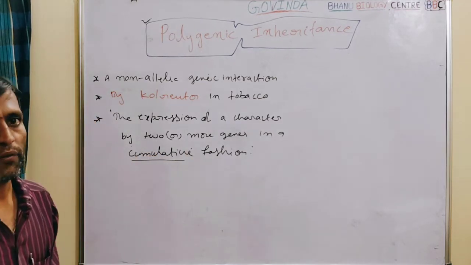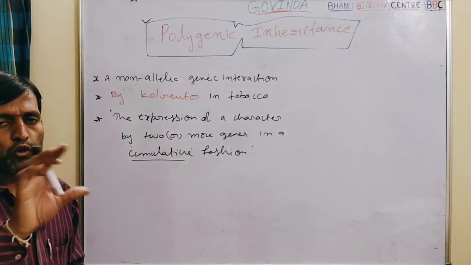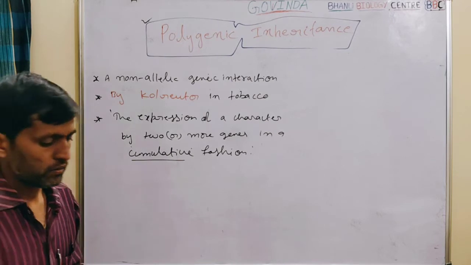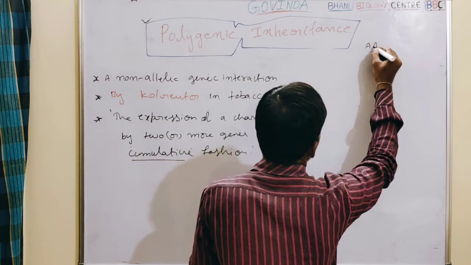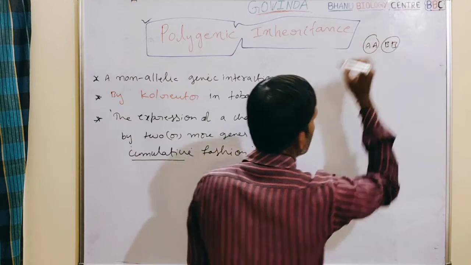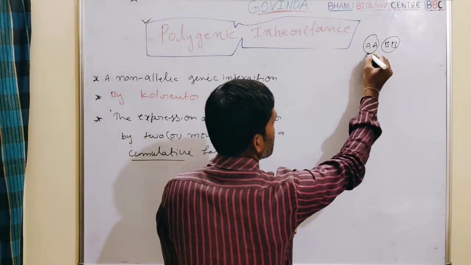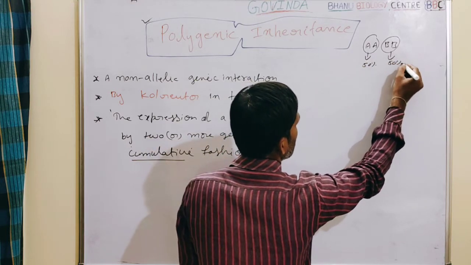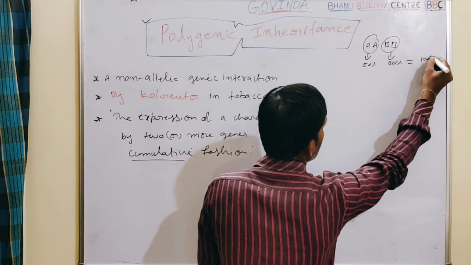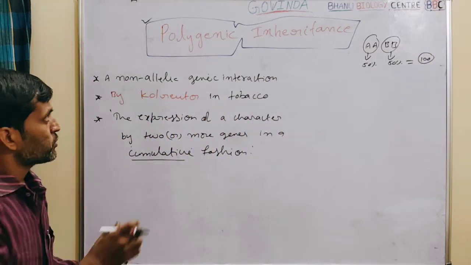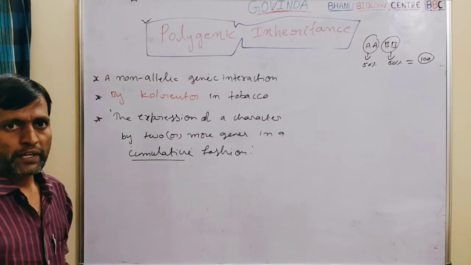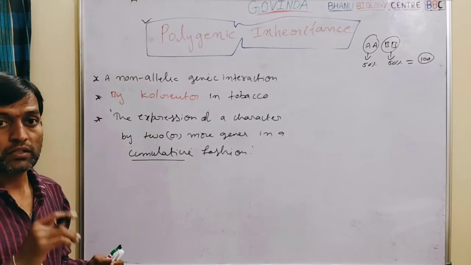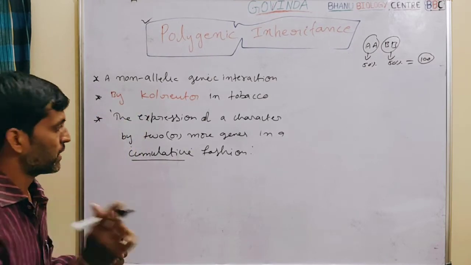Cumulative means the additive effect. For example, there are two pairs of genes controlling a particular character, that is height in man. Take them as AA, BB. This is the one pair, this is the another pair. This pair of genes contributes 50%. This pair of genes contributes 50%. So ultimately the complete trait will be expressed. So in case of polygenic inheritance, we can expect a small amount of contribution from each and every gene involved in the expression of the character.